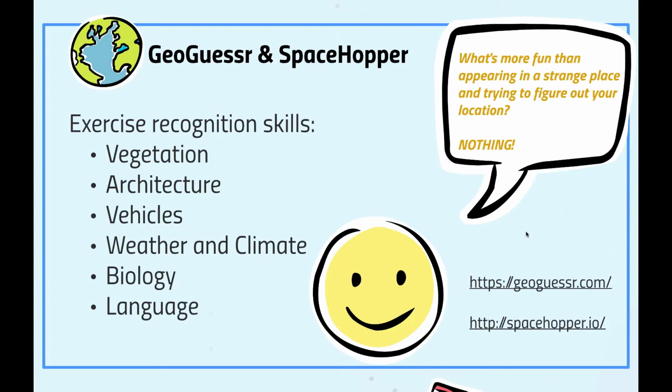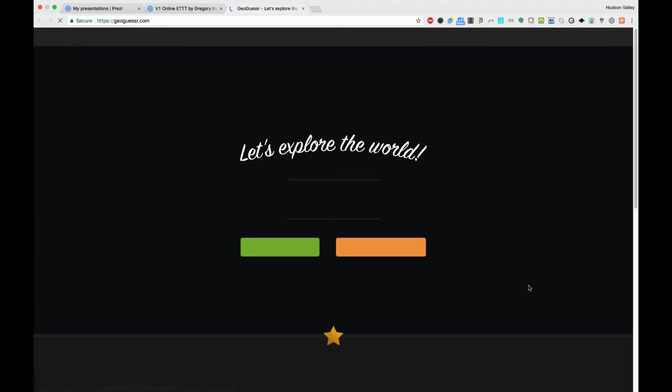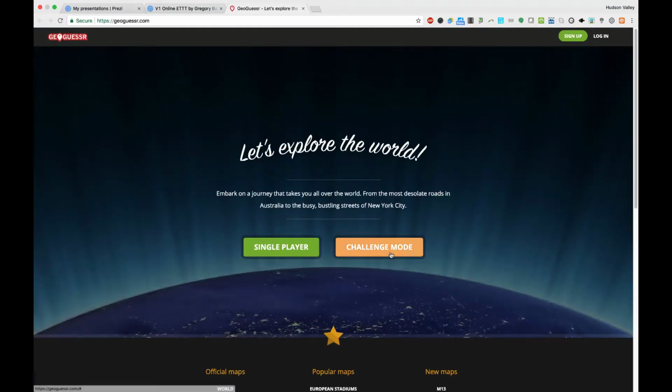You can even, as a teacher, create your own series of locations with a paid, which is cheap, account with GeoGuessr. So let's have a look at how it works. I'm going to click on GeoGuessr first, and it's going to bring me to the single player challenge mode. I can challenge a friend if I wanted to do challenge mode. And up top you can see the sign up and login buttons.